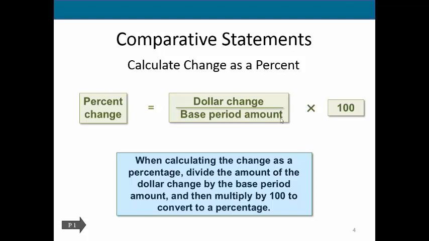So let's look here. To calculate the percent change, this is the same way that you would calculate any percent change. You would take the dollar change, and this is what we did on the previous page, but that's simply the current year minus whatever your base year is, or the one that you're comparing it to, and that gives us the dollar change. And then divide that by the base period amount, and then multiply by 100 to get us to a percentage.